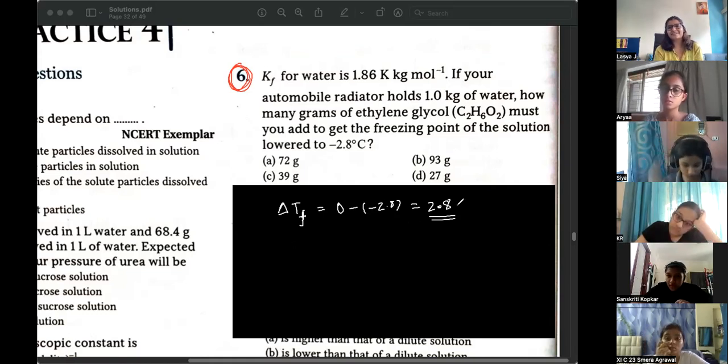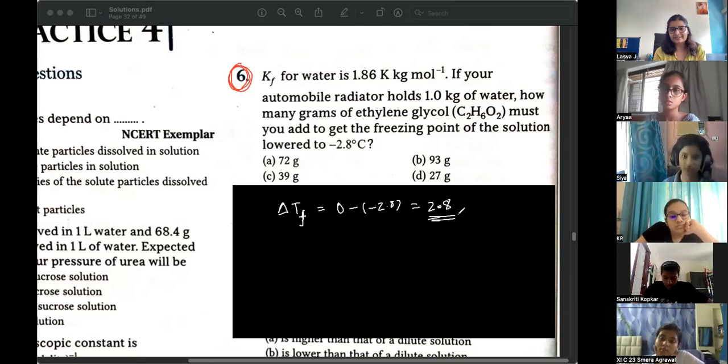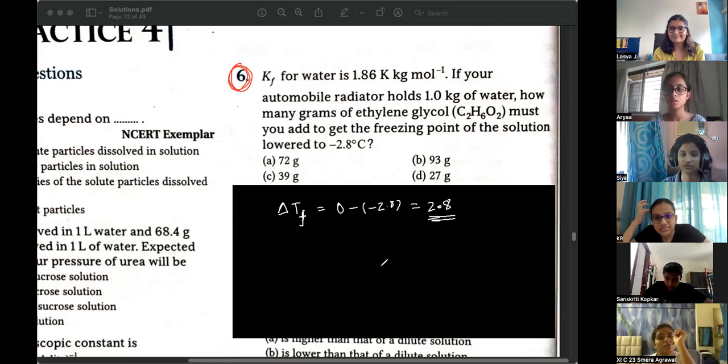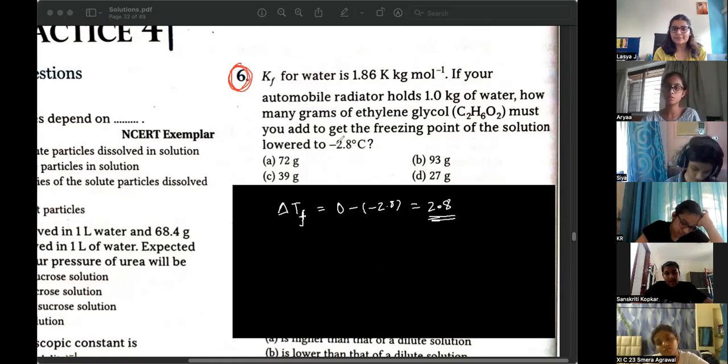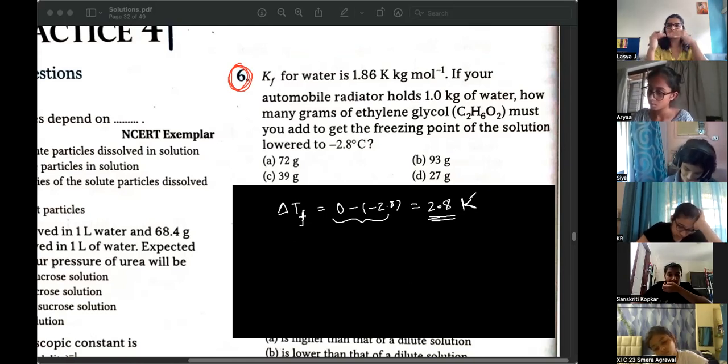Actually, before you proceed, all of you, delta TF 2.8, is it degrees Celsius, is it Kelvin, or does it not matter? It should matter, right? Because it should be in Kelvin. Wait, it shouldn't matter because it's the difference in temperature. Even if you convert to Kelvin and then take the difference, you would still get the same difference. Yes, very good. You need to convert to Kelvin only if you're dealing with absolute temperature like minus 40 degrees Celsius. But when it's a difference of temperature, Celsius and Kelvin have the same difference in units. So here it shouldn't matter.